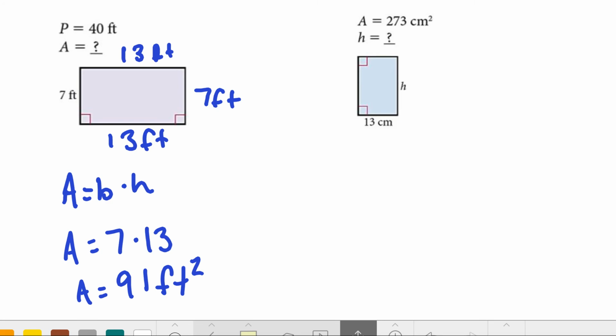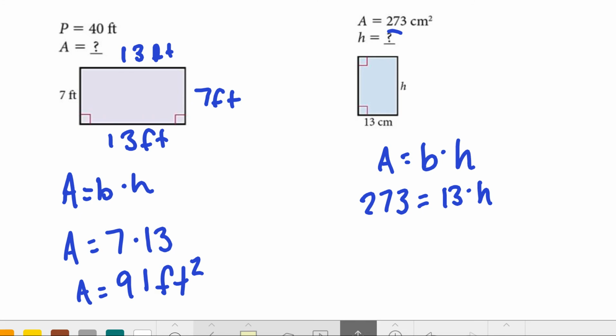I was given the area to start and we wanted to find the height. So the area is 273 centimeters squared, the base is 13 centimeters, and we want to find the height. I'm going to once again use my formula, area equals base times height. I'm going to replace area with the area information we know. We know the area is 273, the base is 13 centimeters, but we don't know the height yet. So now we need to isolate the height by dividing both sides by 13. Now we just need to do 273 divided by 13.